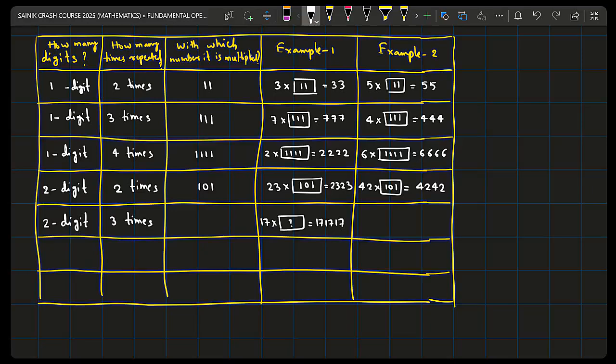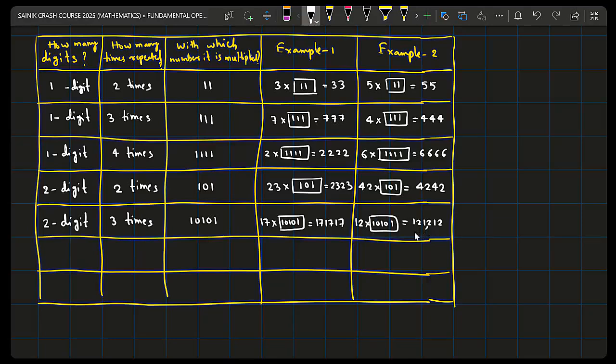Who will give me the answer? Varshita, can you say the answer for me? Sir, with 10101. Yes, we have to multiply by 10101. We discussed it just now in the previous question. Varshita, tell me any two digit number. Sir, 12. Okay, 12 multiplied by 10101, the answer will be 12, 12, 12.